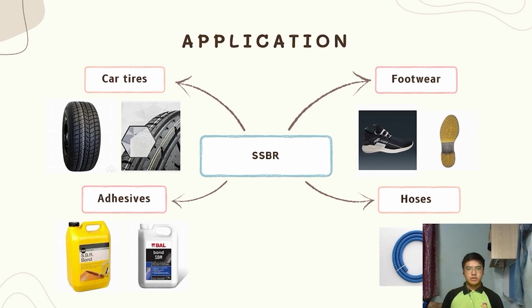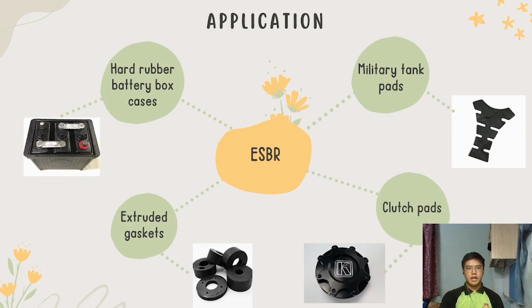Now, let me introduce our company application. Solution SBR is applied to car tires, footwear, adhesives, and hoses. Emulsion SBR is applied to hard rubber battery box cases, military tank pads, clutch pads, and extruded gaskets. That's all for my part.